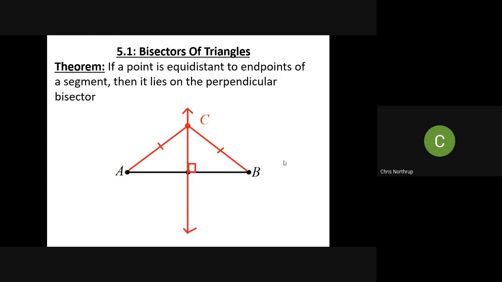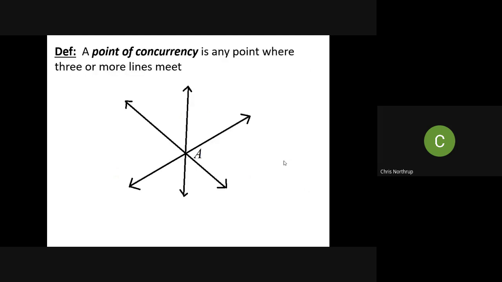First, we need to know a point of concurrency. So whenever you have multiple lines, more than just two, and they all intersect at the same point, we call that a point of concurrency. So here, point A is a point of concurrency. And there are different types of points of concurrency. There are 4 of them that we're going to look at in this chapter.